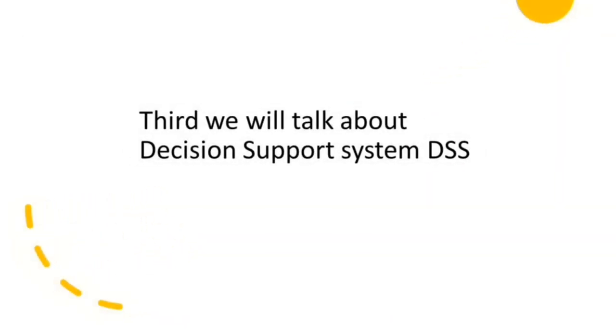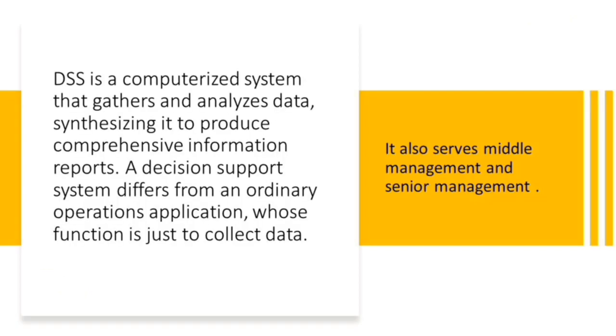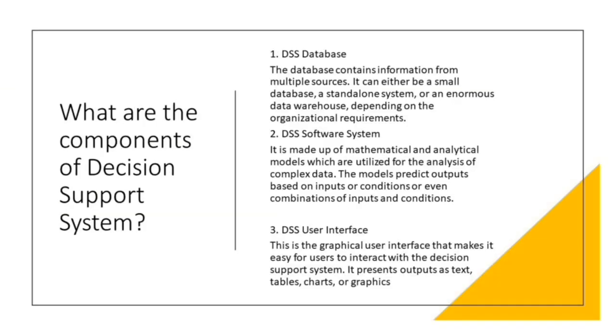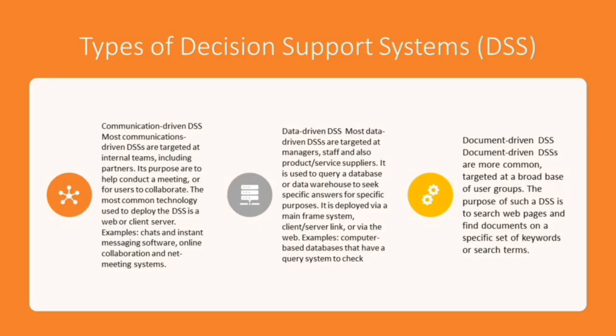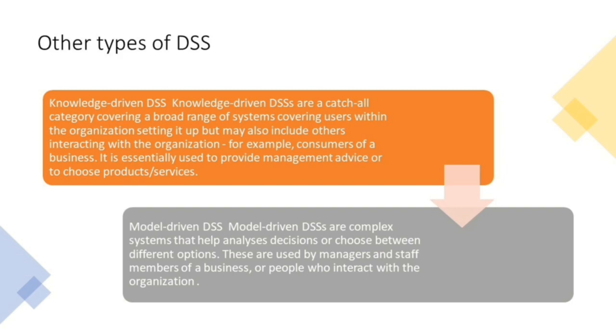Third, I will talk about the Decision Support System. It is a computerized system that gathers and analyzes data, producing comprehensive information reports. A DSS differs from an ordinary operation application whose function is just to collect data. It serves middle management and senior management. There are three main components in DSS: DSS database, DSS software system, and DSS user interface. And there are five types of DSS: communication-driven, data-driven, document-driven, knowledge-driven, and model-driven DSS.